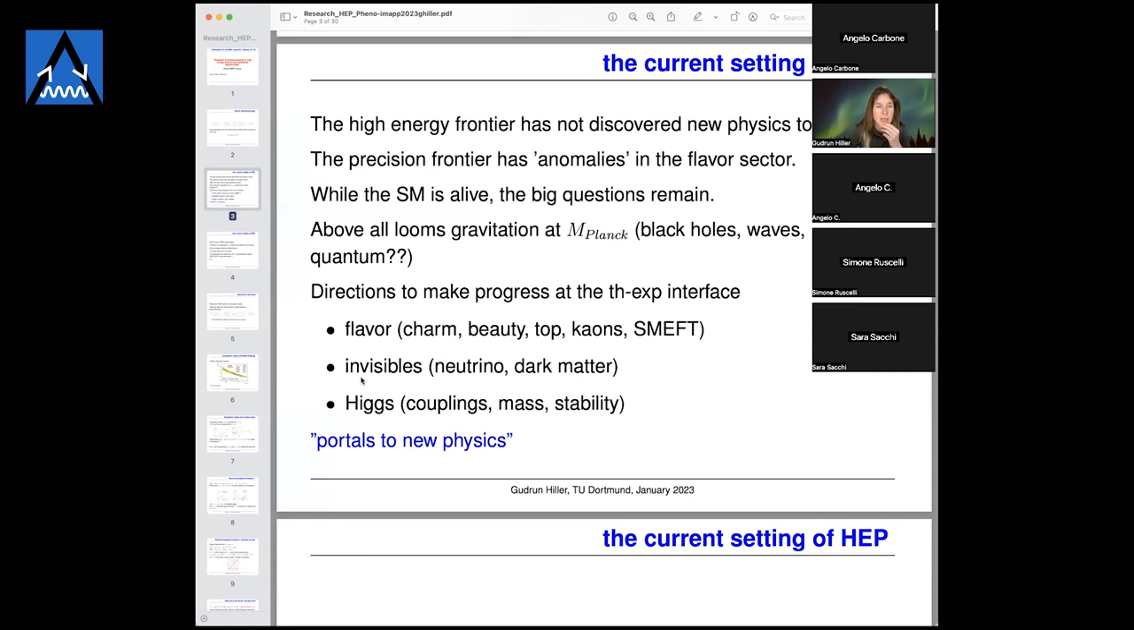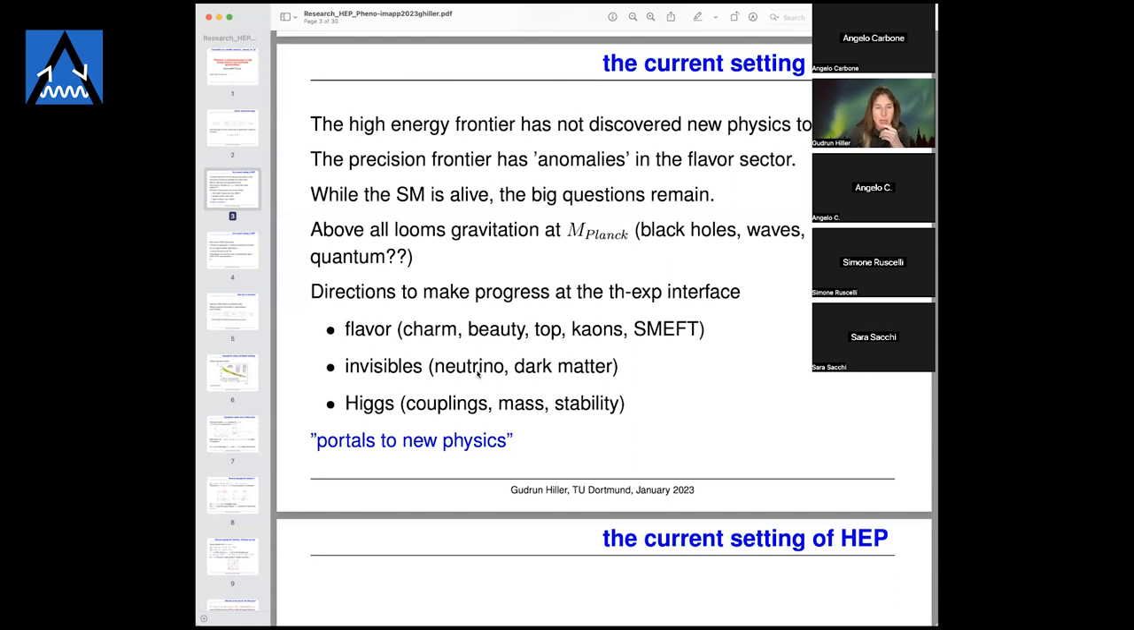Another big direction is invisibles. So invisible particles that you don't reconstruct, you see them as missing energy. And these are, of course, neutrinos. So the big questions in the neutrino sector are, of course, their absolute mass, whether they are Majorana or not. Of course, what about CP violation in the PMNS matrix?